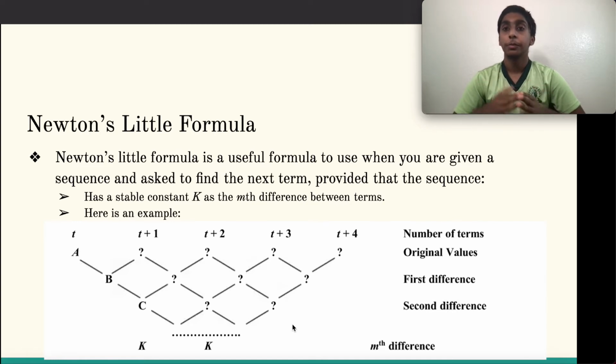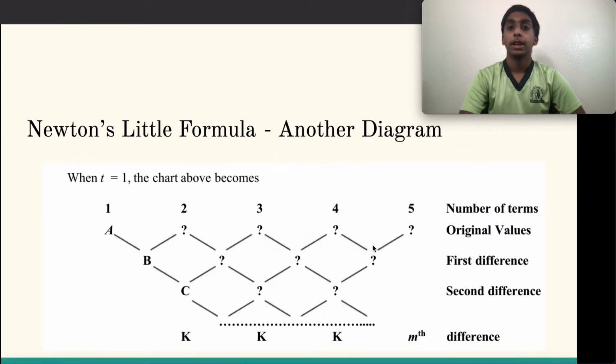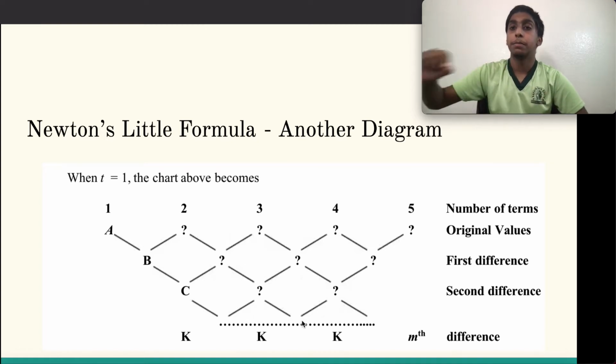It's always very helpful to draw these charts because then you can use them in your formula. All right, here's another diagram of Newton's little formula. Here I've given you the chart, but I've plugged in 1 for t. It's the same exact chart, but as you can see here, we've expanded it a little to show that k expands between each of these terms. So if 2 was at the bottom for each of these, then that's how you know that you've reached your stable constant k, when every single term at the bottom is equal.